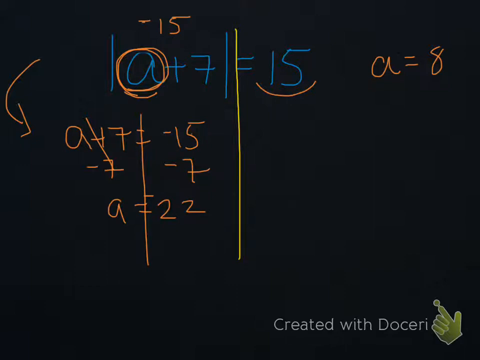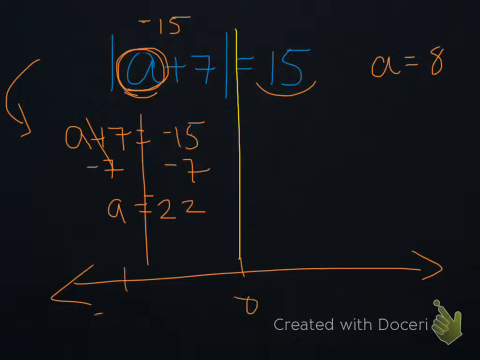And why did I want negative 15? Because the absolute value, guys, of negative 15 is, guess how many units from 0? That's right, 15 units from 0. So the answer could also be A is equal to negative 22.